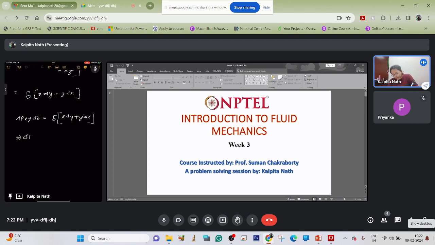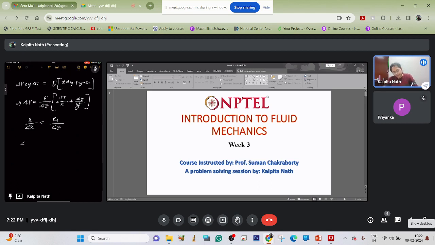So this will be del p is equal to sigma del z, del x upon x plus del y upon y. So x upon del x is equal to r1 upon del z, and del p is equal to sigma times 1 upon r1 plus 1 upon r2. So this is the derivation. This is the radius of curvature, both radii of curvature.